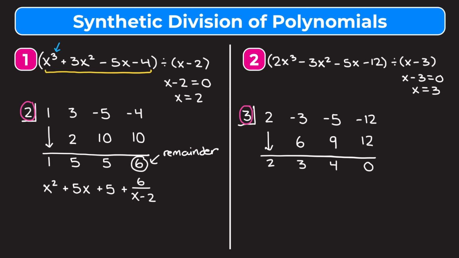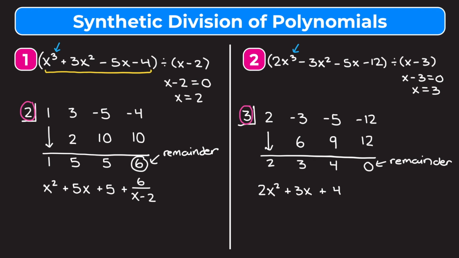And now we have to figure out how to write our answer. So our original polynomial was a cubic polynomial, so we know that our answer is going to be a quadratic. So we're going to have 2 times x squared plus 3 times x plus 4, and this time our remainder is 0. So we don't have to add anything because adding 0 divided by anything is just adding 0. So we don't get a remainder for this one.